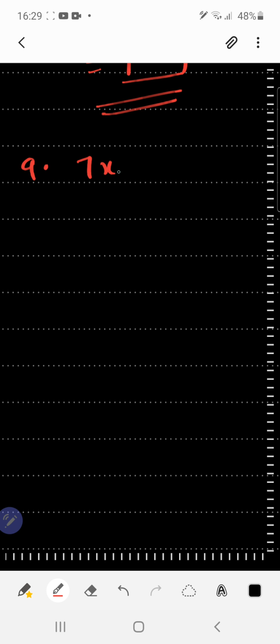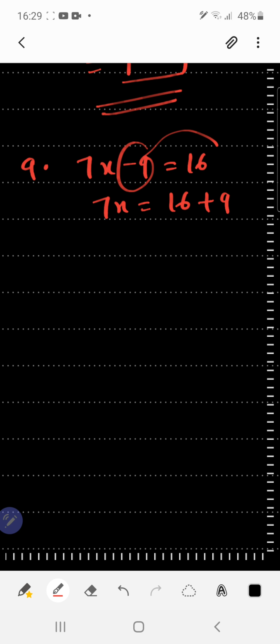Problem number 9 says 7x minus 9 is equal to 16. 7x is equal to 16. This minus 9 will go here into plus 9. So x is equal to 16 plus 9 and this 7 will come into division.